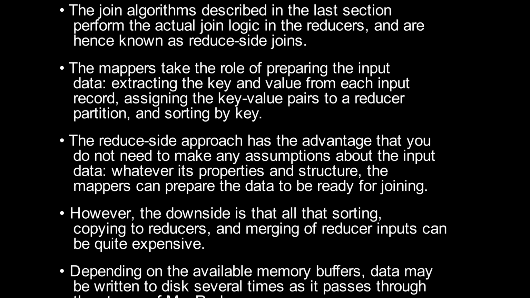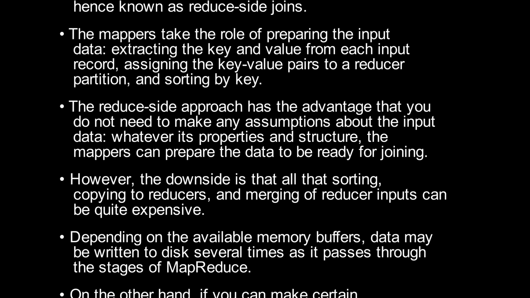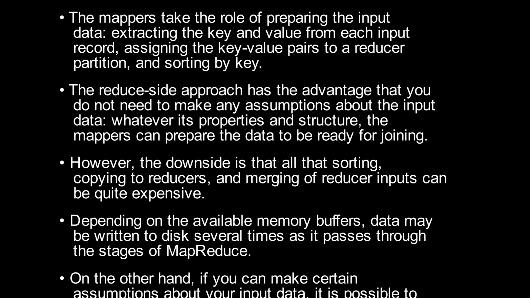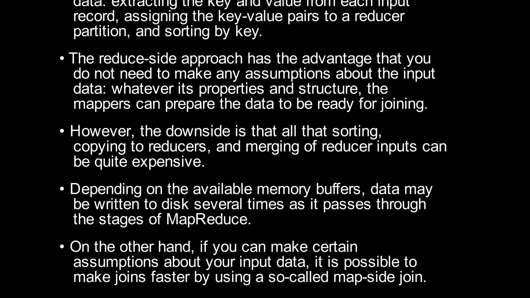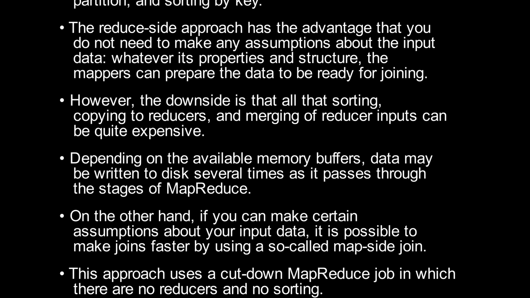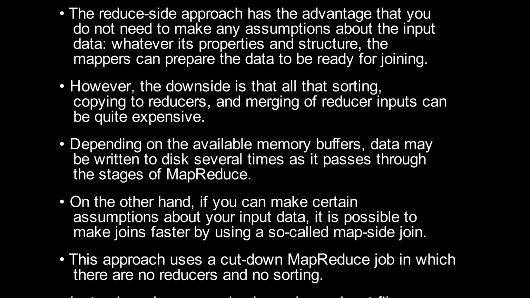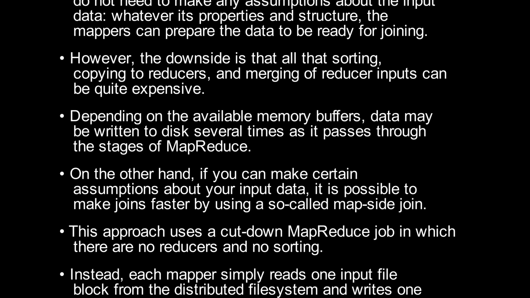However, the downside is that all that sorting, copying to reducers, and merging of reducer inputs can be quite expensive. Depending on the available memory buffers, data may be written to disk several times as it passes through the stages of MapReduce. On the other hand, if you can make certain assumptions about your input data, it is possible to make joins faster by using a so-called map-side join.